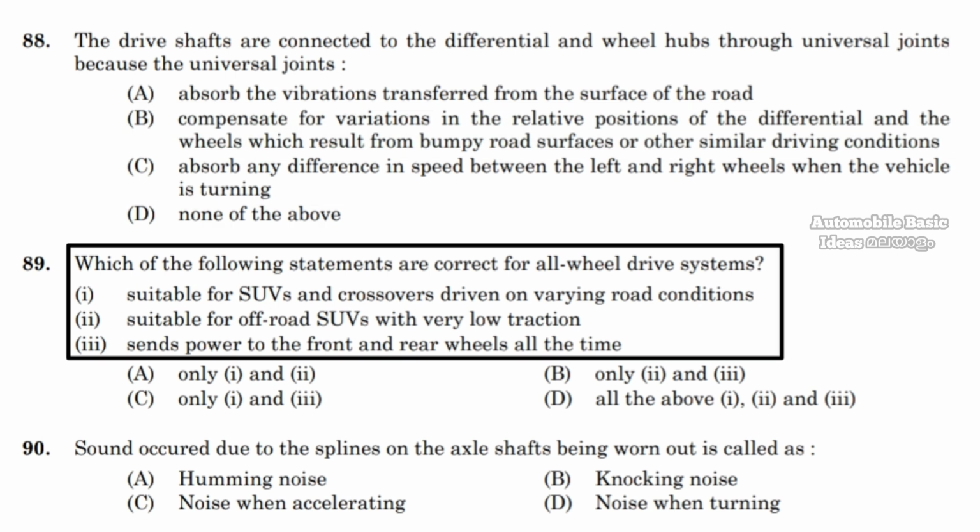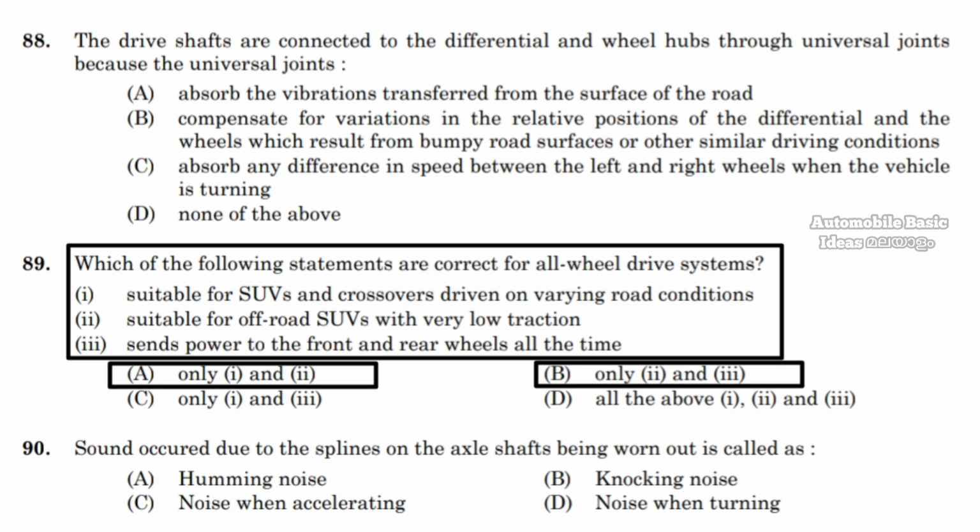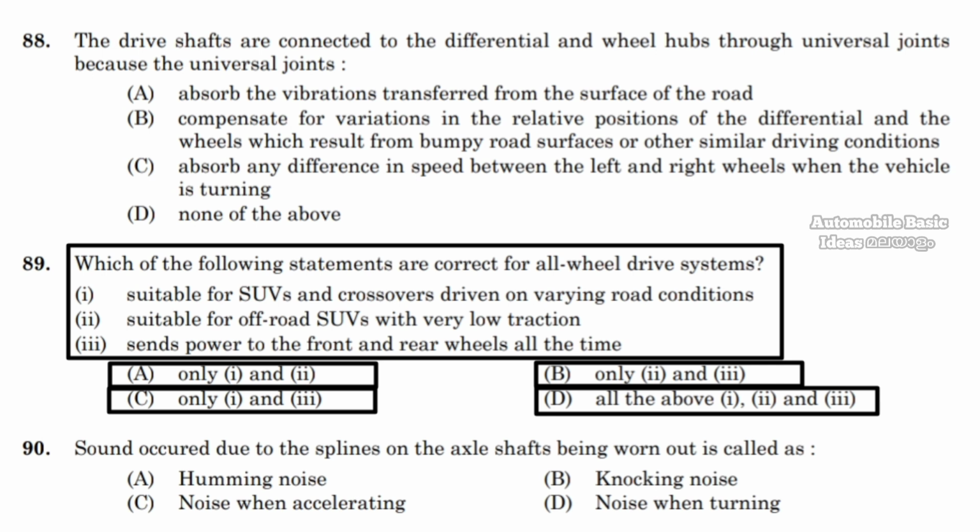89. Which of the following statements are correct for all-wheel drive systems? 1. Suitable for SUVs and crossovers driven on varying road conditions. 2. Suitable for off-road SUVs with very low traction. 3. Sends power to the front and rear wheels all the time. A. Only 1 and 2. B. Only 2 and 3. C. Only 1 and 3. D. All the above, 1, 2, and 3. Answer C. Only 1 and 3.